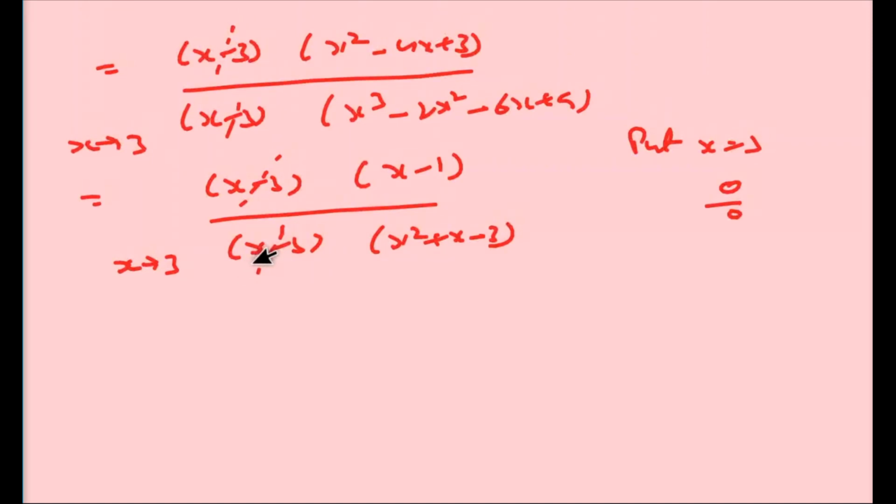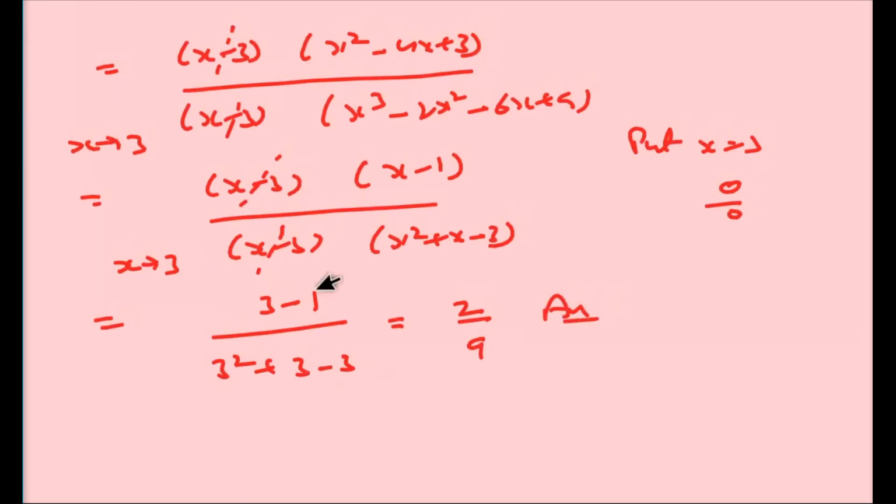Okay, now if we put 3 directly, it is not undefined, so we can put it here directly: 3 minus 1 upon 3 square plus 3 minus 3, so we find the answer 2 upon 9. Okay, so this way you can divide this content, and using the remainder theorem or the division method, you can find this quotient. Since it is a divisor, your remainder is 0. Okay, so for this type of question you have to use this way.